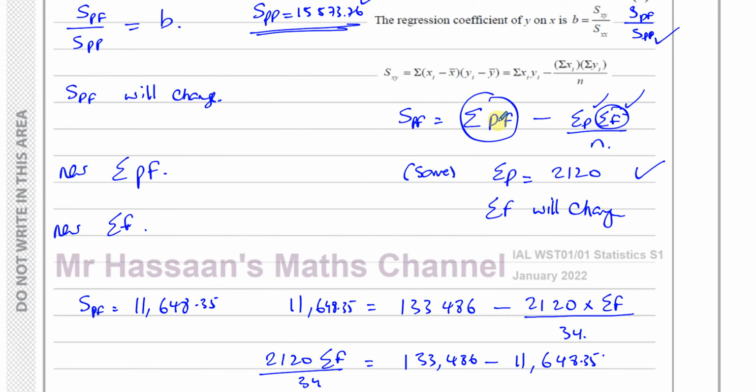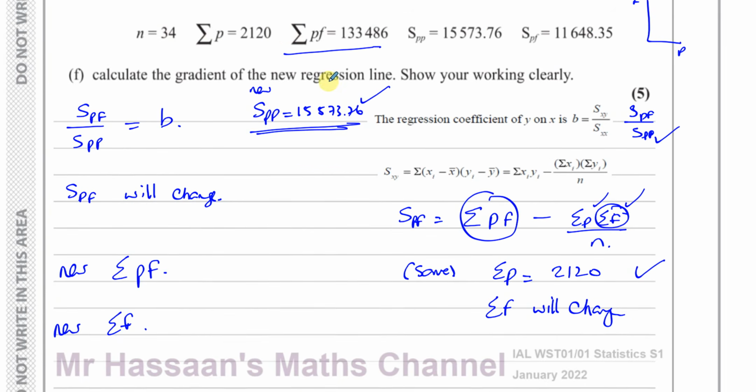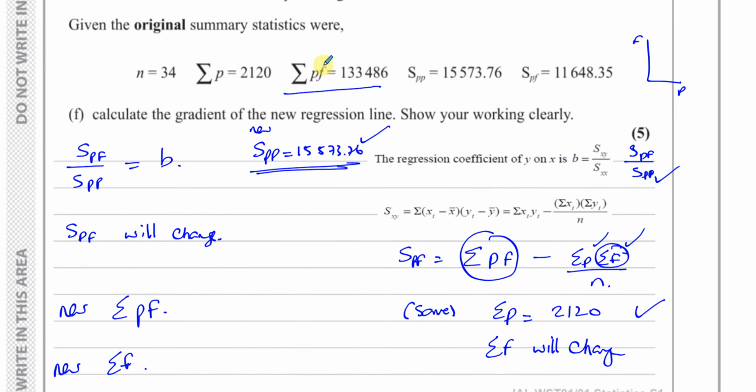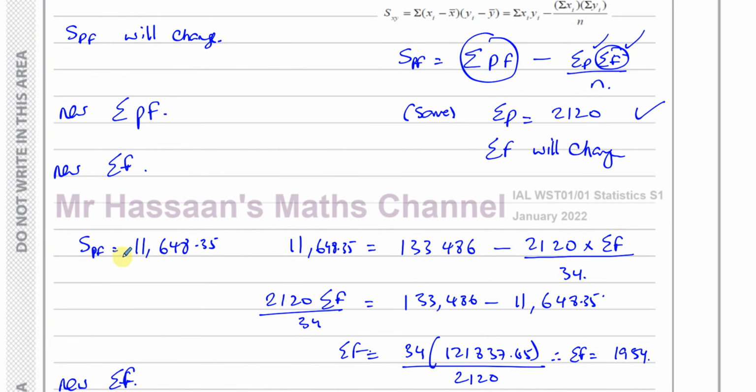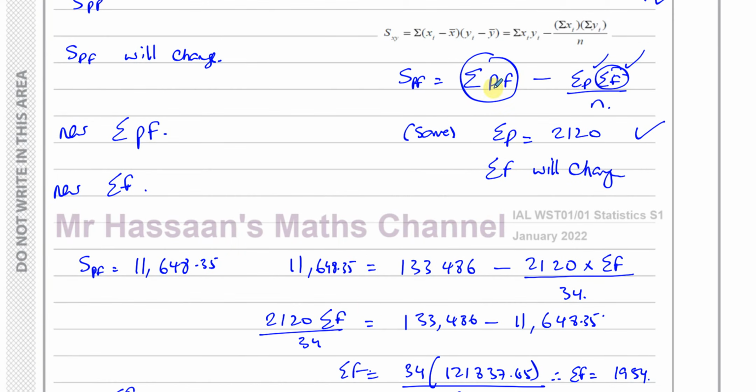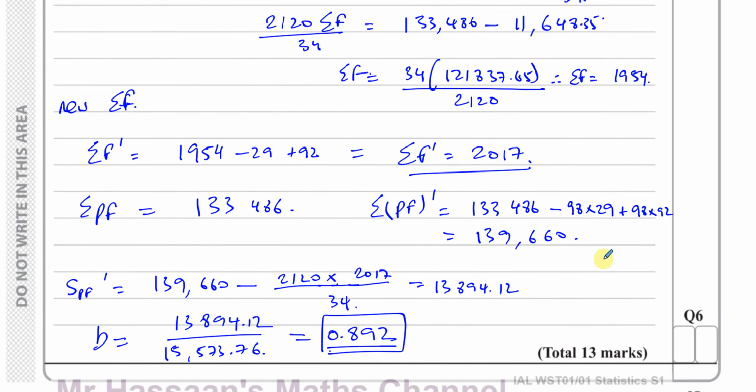For this, it's not a problem. It's just that one entry that was wrong. So it's going to be 98 times 29. Take that away. That takes out the wrong product. And then you add 98 times 92. That gives us the correct sum of the products. But the sum of F, they didn't tell us. So we had to work out the sum of F using the old value of SPF. Because SPF is going to be the sum of PF, which we have the old one, minus the sum of P times the sum of F over 34, and that way we can find what the sum of F is. So that's how we dealt with that question.